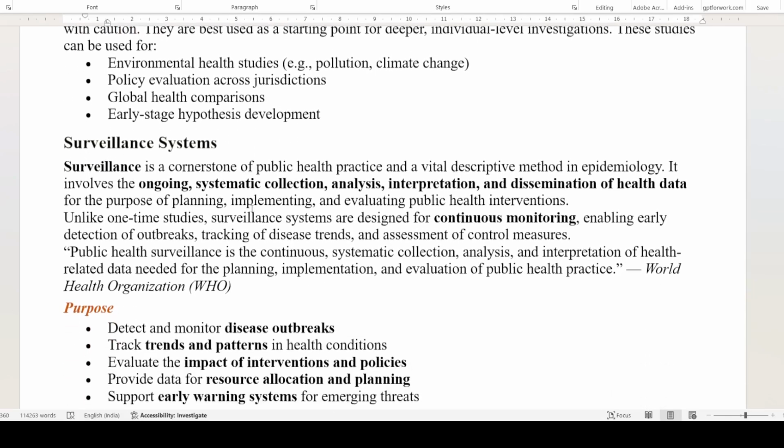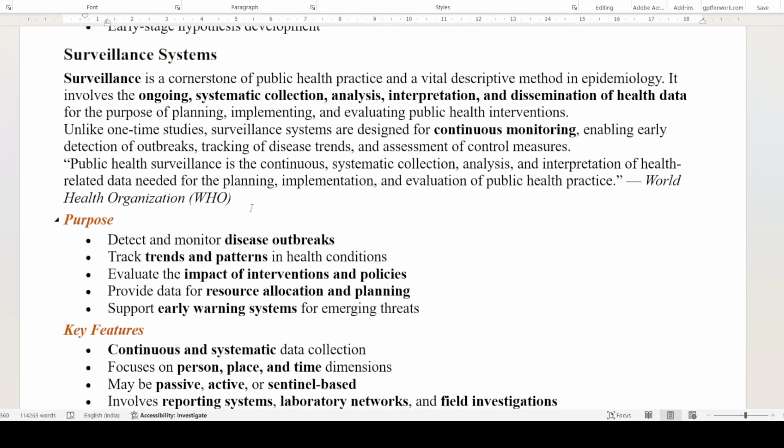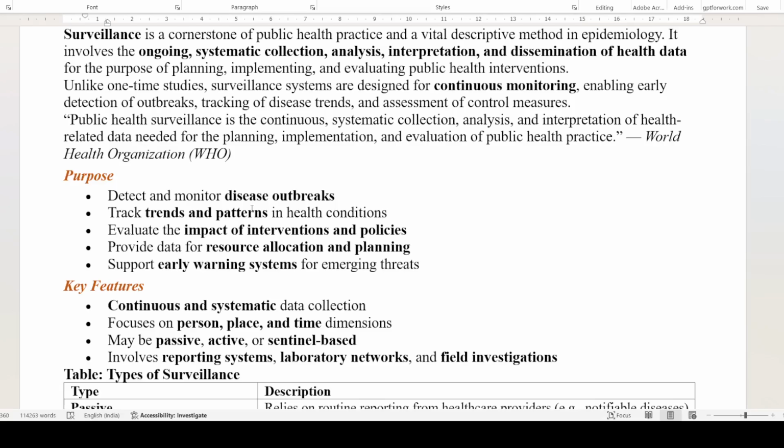Next, we come to surveillance systems. Surveillance is a cornerstone of public health practice, and it involves ongoing and systematic collection, analysis, interpretation, and dissemination of health data for the purpose of planning, implementing and evaluating public health interventions. According to WHO, it is the continuous systematic collection, analysis, and interpretation of health-related data needed for planning, implementation, and evaluation of public health practice.